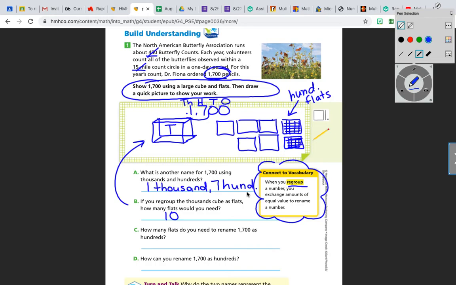C, how many flats do you need to rename 1,700 as hundreds? So just as I was saying, I went to the bank to cash a check for $1,700. They could not give me a $1,000 bill, but they can give me $100 bills. So where I would regroup, how many hundreds would I get? I would get 17. So I would write 17 right here. I have 17 hundreds. And letter D, how can you rename 1,700 as hundreds? We can call it 17 hundreds.